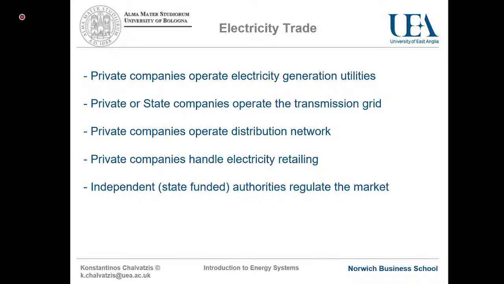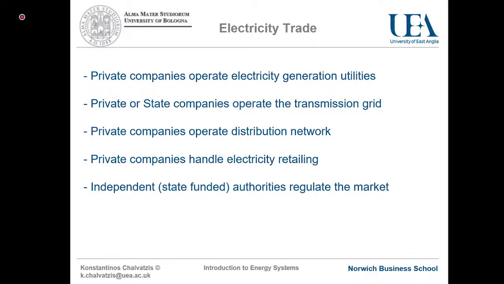When it comes to privatization of electricity, we have had a number of things happening. One of them has been that private companies would start operating the generation utilities. These are the power stations, the facilities that generate electricity. And often you would then have private or state companies that operate the transmission grid, the high voltage grid. In many countries, even if they have privatized generation, the transmission grid is still controlled by the state. Not in every country, but in many countries it is still state controlled.